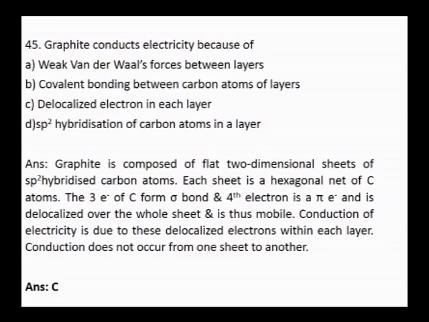Anyway, for this question, question number 45, the conductivity of graphite is because of the presence of delocalized electrons, and therefore option C, delocalized electrons in each layer, becomes the correct answer.